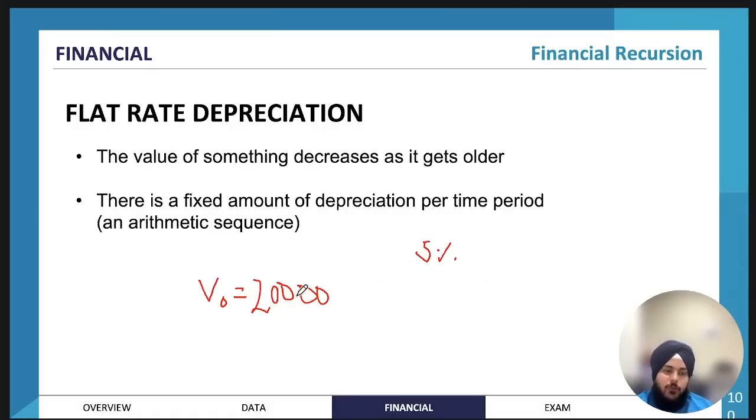So it will decrease by 5% of the initial value each year. So what is 5% of 20,000? If I were to quickly calculate this, that would be around $1,000. So therefore the value of the car is decreasing by $1,000 each year. So a recurrence relation might look something like this: V(n+1) is equal to Vn minus 1,000. This is just an example.